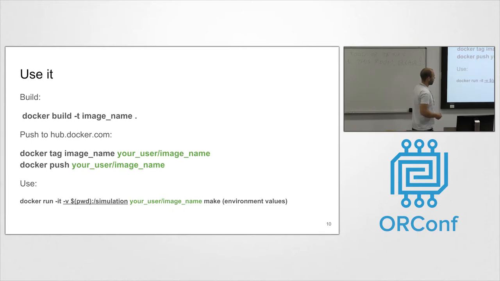There is some boilerplate now, but usually for Cocotb, you would run this make command with whatever environment values. And now you have to map your directory where you are. I'm mapping this to the Docker folder, and basically that's it.